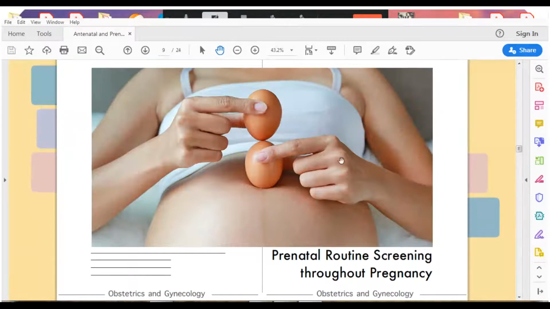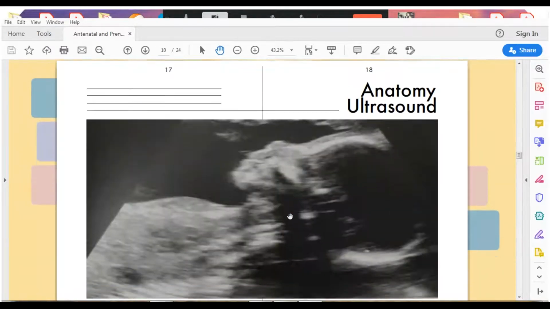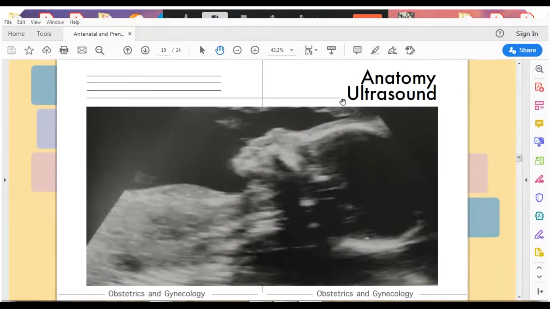Okay. Now let's go to prenatal routine screening throughout the pregnancy. That was the initial one, right? Now this is throughout the pregnancy. What you should be doing is an anatomy ultrasound, which means, as the teacher has said before, in the first trimester she should be coming at least once every month. Second trimester, twice. The closer she gets to her due date, the more often you should be taking an ultrasound of the fetus.